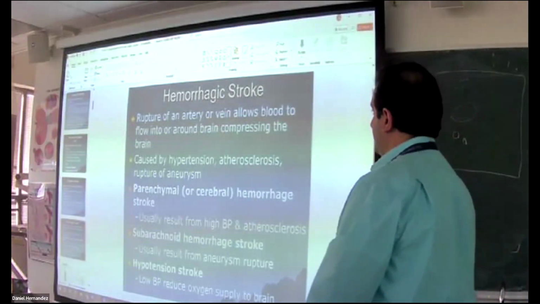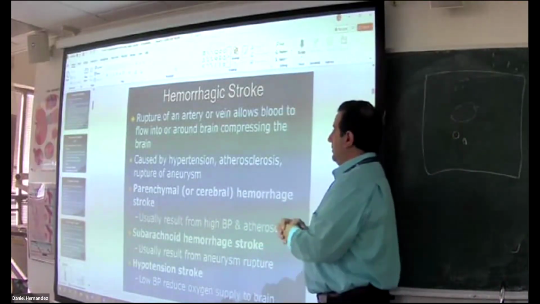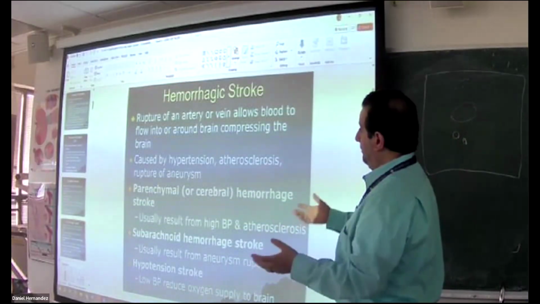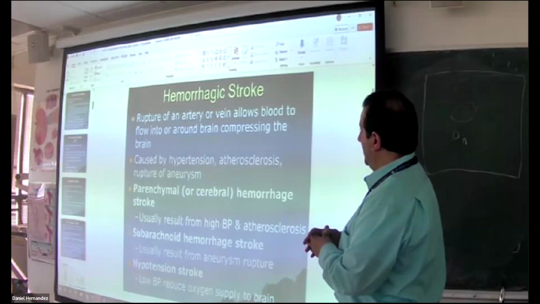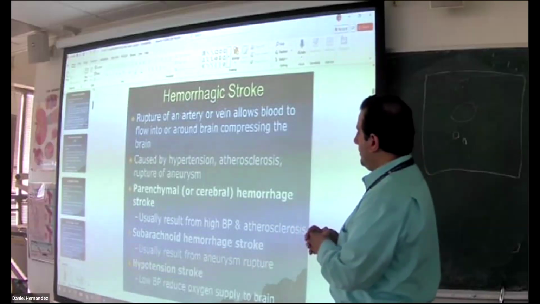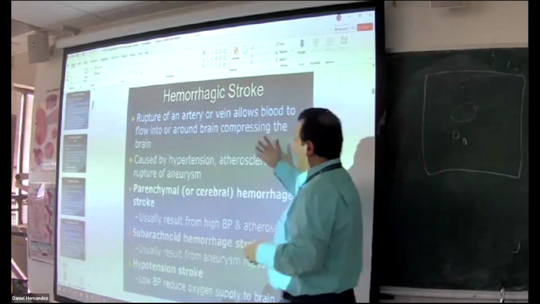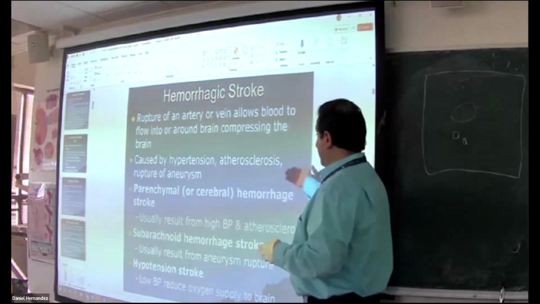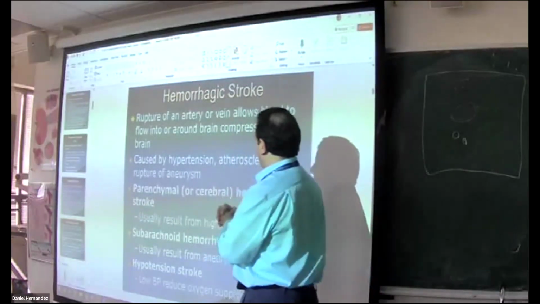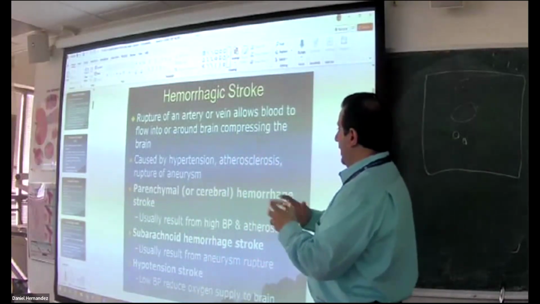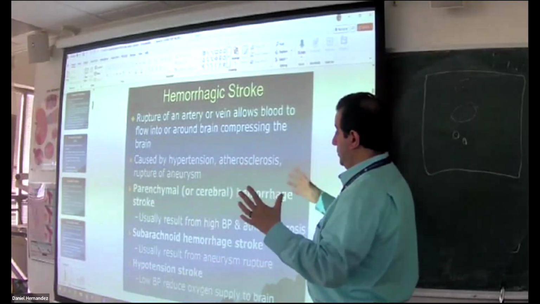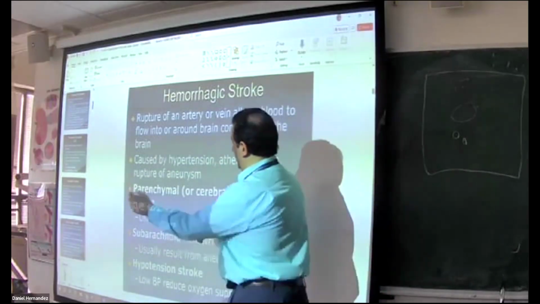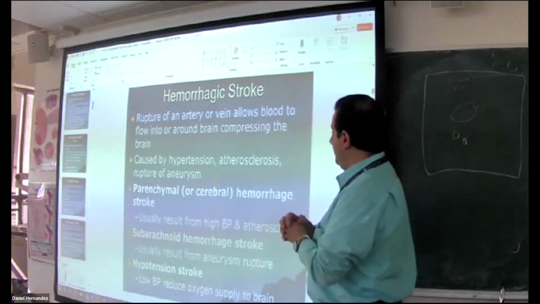All right, so hemorrhagic stroke. Again, think rupture or brain aneurysm. So rupture of an artery or vein allows blood to flow into and around the brain, compressing the brain. Causes of hemorrhagic stroke could be hypertension, high blood pressure. Atherosclerosis, we know, weakens the integrity of the vessels, leads to that vessel becoming weak, potentially aneurysmal, and leading to rupture. There could be rupture of an aneurysmal segment of that brain vessel.